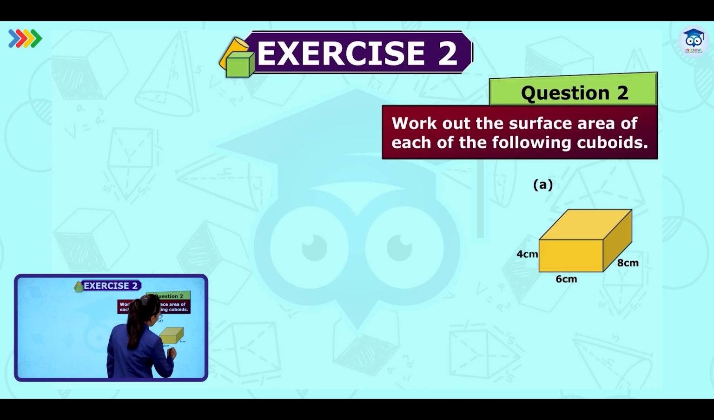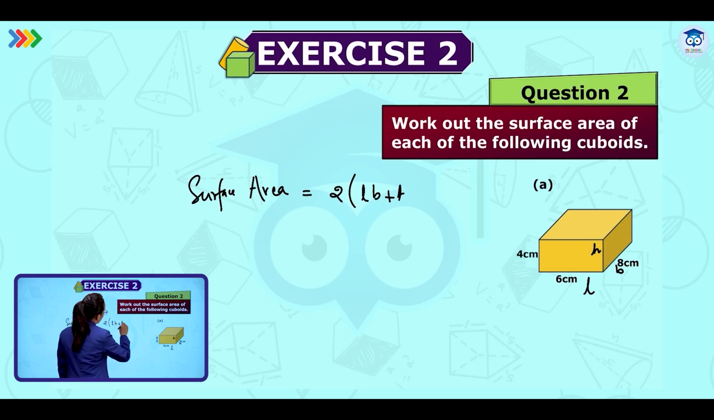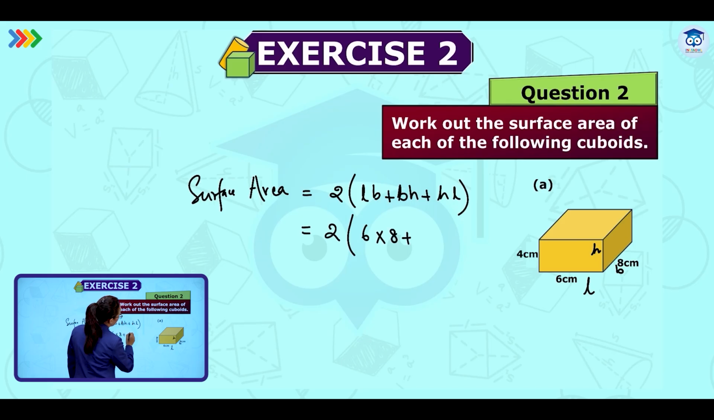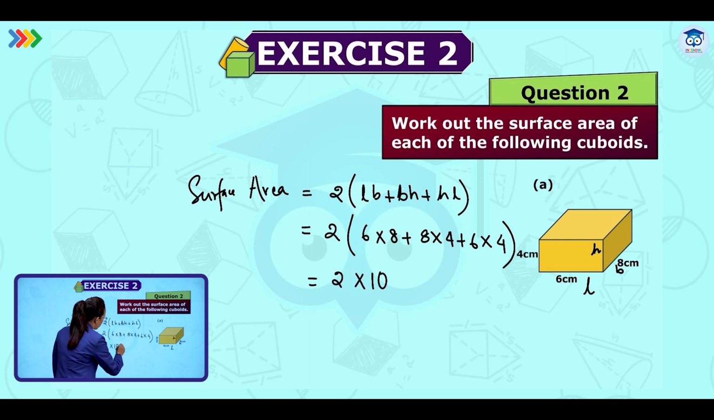Here we are going to consider this as a length, right? Then we have breadth and height, right? So we know that surface area is equal to 2 times of length into breadth, breadth into height, and height into length, whose value is equal to 2 times 6 into 8 plus 8 into 4 plus 6 into 4. So after calculating this, we have the value 2 into 104. So this is nothing but 208. Now the unit is in terms of centimeter square.